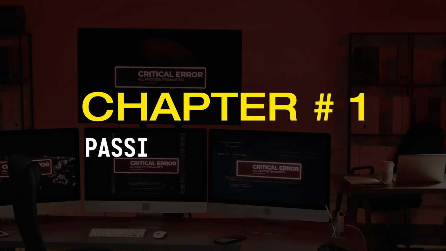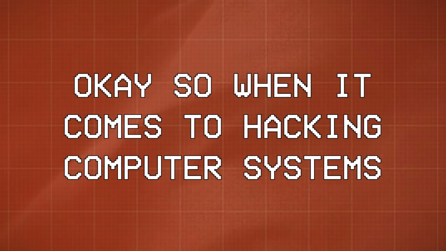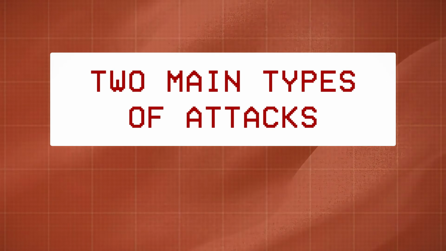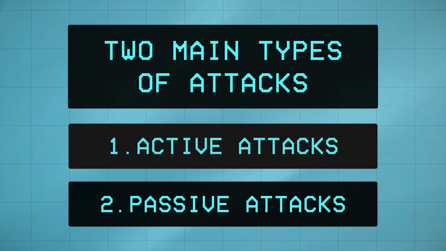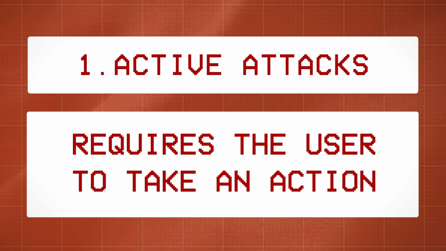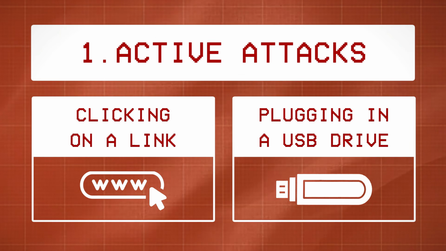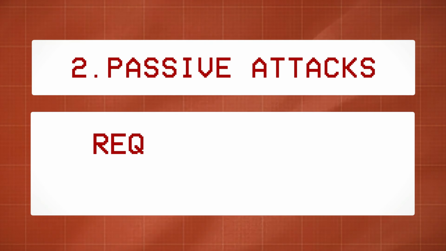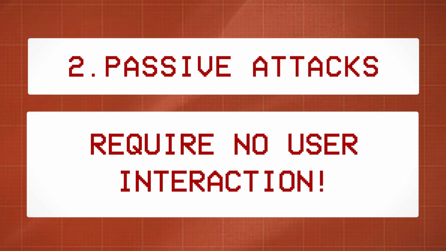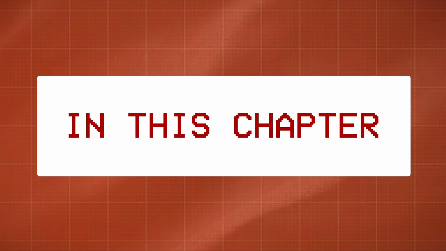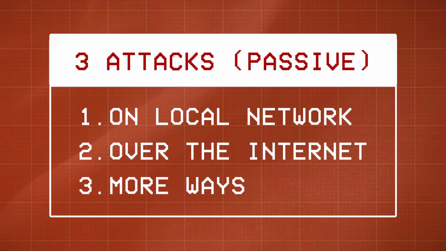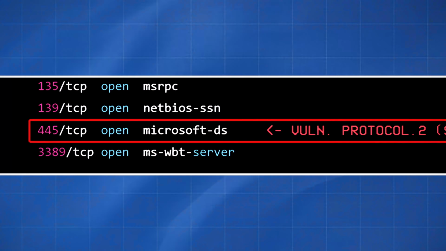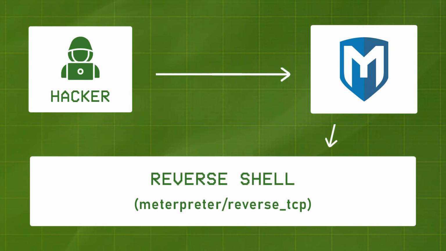Chapter number 1, Passive Attack Vectors. Okay, so when it comes to hacking computer systems, there are two main types of attacks, called active attacks and passive attacks. Active attacks require the user to take an action, like clicking on a link or plugging in a malicious USB, while passive attacks require no user interaction, allowing the attacker to silently infiltrate a system without leaving a trace. In this chapter, we'll be focusing on passive attacks that require no user interaction, and break down how they work, while exploring the tools that make them possible.